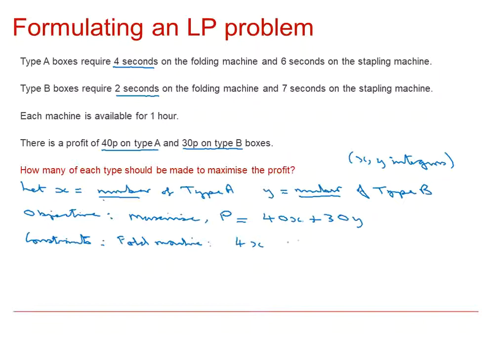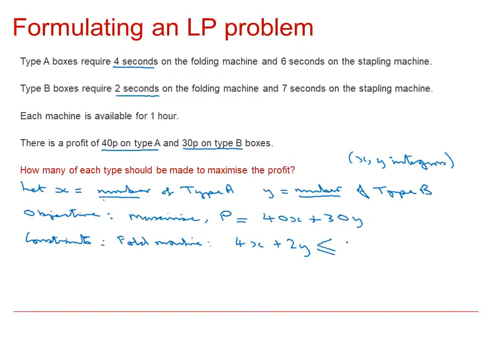If we're making y of those boxes, that's going to be an extra 2y. So this is the total time in seconds that we need to fold the boxes. But we only have up to 1 hour of machine time available on the folding machine. So the total time folding boxes must be less than or equal to 1 hour.